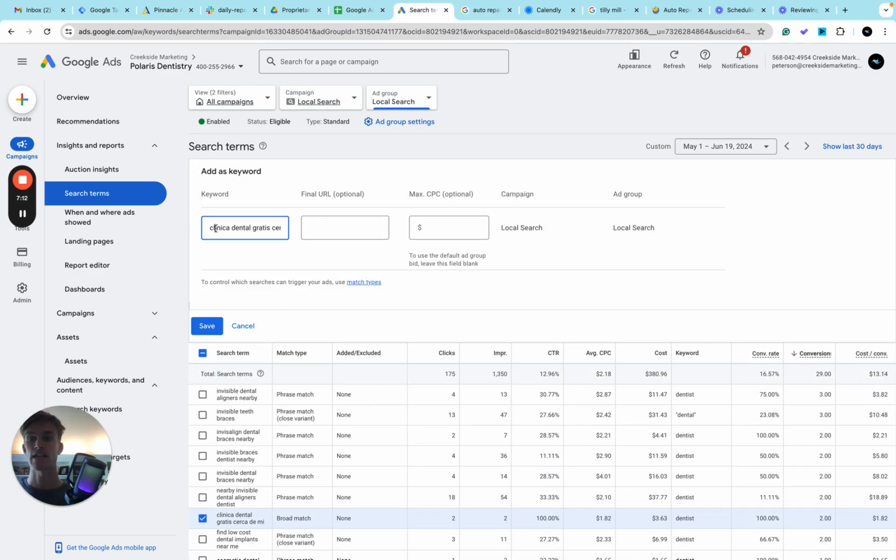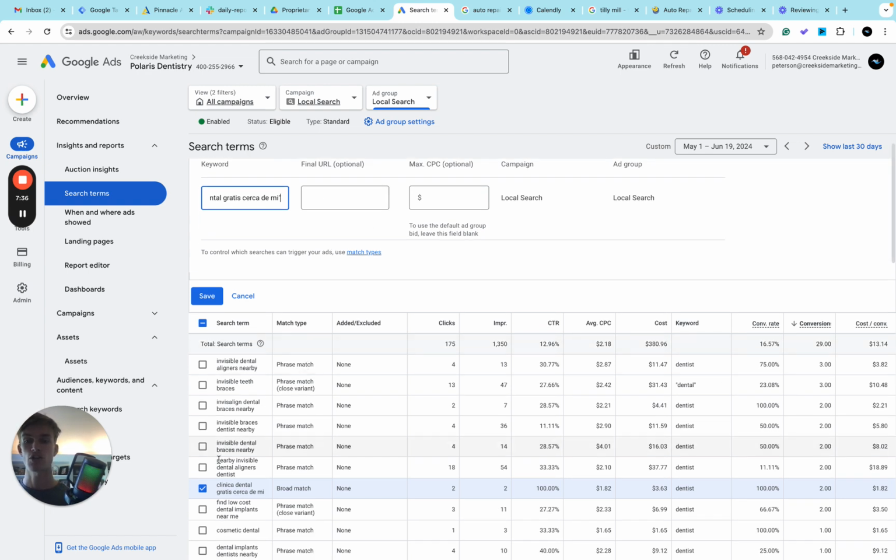We could come up here, and to add it as a phrase match keyword, we would simply type in a quotation mark onto each end of the keyword, and then click save. If you have a specific landing page for this keyword that you think would be very beneficial for people to go to, so let's say for the Spanish speaking community, if you have a Spanish landing page, that would be a great URL to put in here. And we're actually going to do one more account just so you can get a full picture of what it looks like to go through these search terms and find high performing search terms to add to your keyword list.